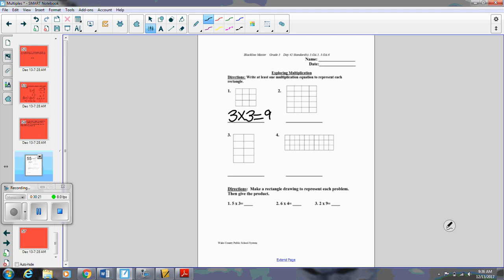How many rows? How many columns? What is this array? Damien? It's a what? 5 times 5. It is not 5 times 5. Be careful. 5 times 4.